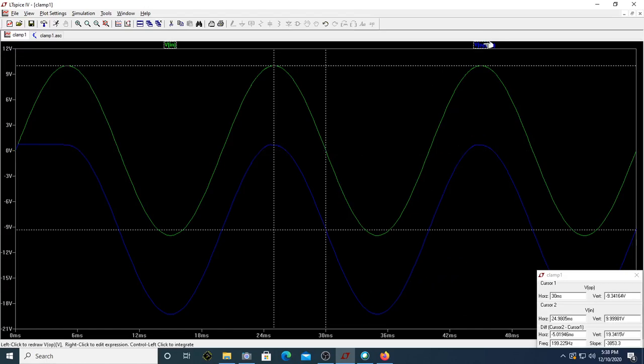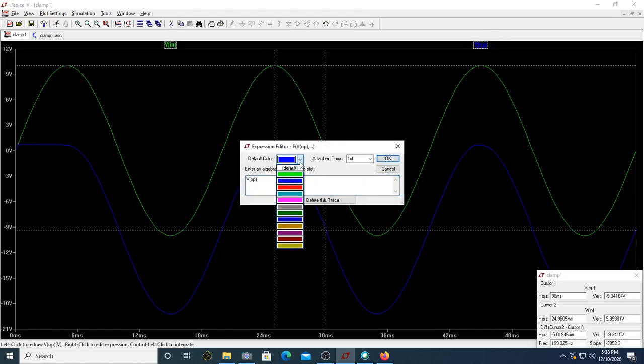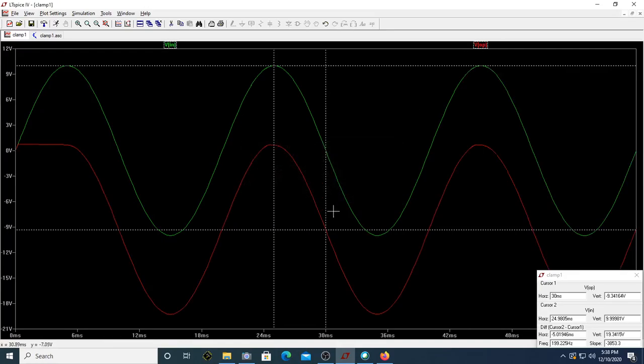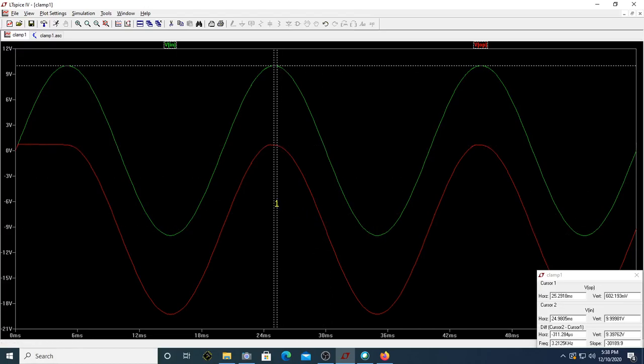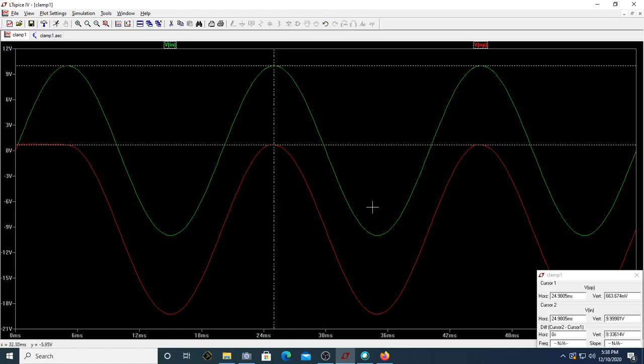Let me just change the color of this one. This is red now. Okay, now I'll just move this into the peak. We can see here one is at 9.9, other is at almost 0.66. The output is clamped to 0.66, that is, the positive peak of the output is clamped to 0.667 volt, whereas our input is at 10 volt.